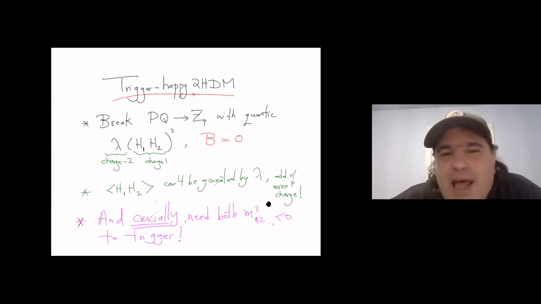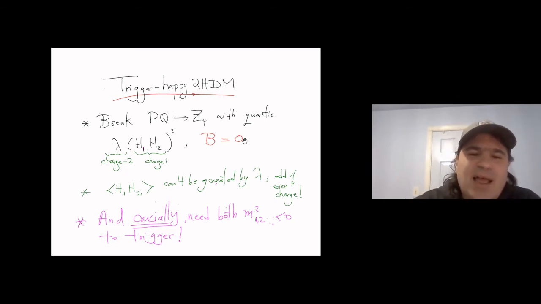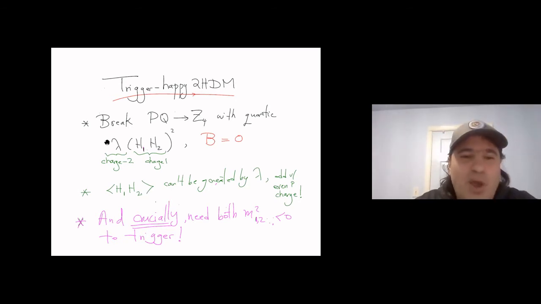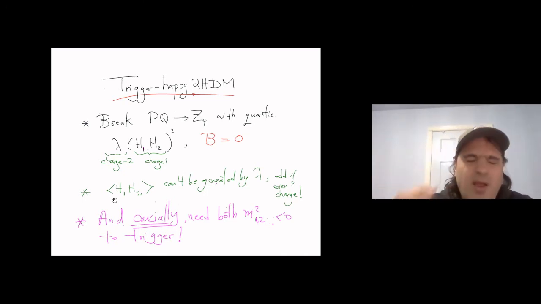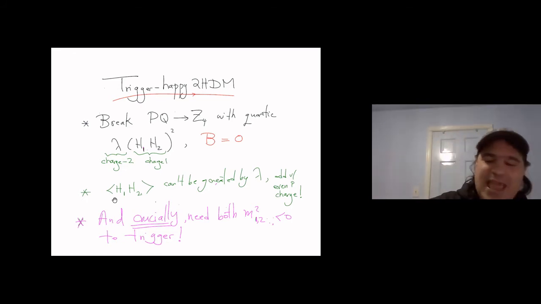But it's possible to make a trigger-happy two Higgs doublet model where we break this Peccei-Quinn symmetry to a Z4 symmetry with only a quartic term in the potential. The only thing that breaks the PQ symmetry and gets rid of the weak scale axion is this (H1 H2) squared coupling, but crucially, B is equal to 0. In this case, the operator H1 H2 can't be generated by any loops in the ultraviolet, because the only thing that breaks the PQ symmetry is lambda, and lambda has even charge under this PQ symmetry, while H1 H2 has charge 1. So in this limit of the two Higgs doublet model, where crucially the B term is 0, the operator H1 H2 is triggered by the Higgs mass squared, and we need both of them to be negative to trigger it.